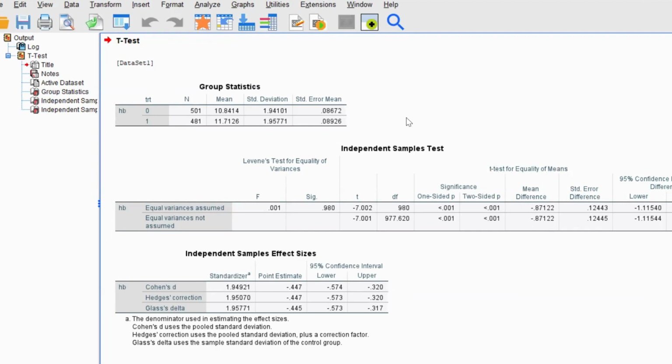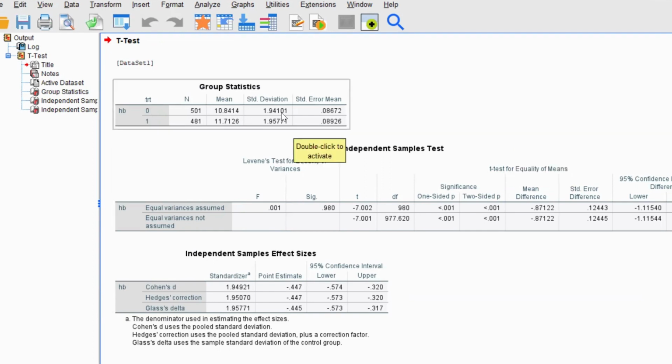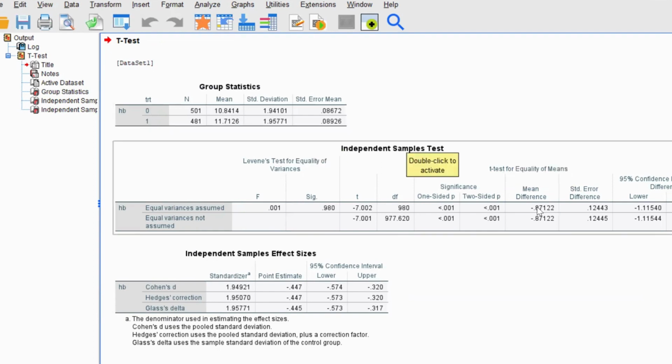I've said too many things. This is the untreated group. This is the treated group. This is the mean HB level in the untreated group. This is the mean HB level in the treated group. The mean difference in HB levels between this group is this, minus 0.87, while this is the t statistic.